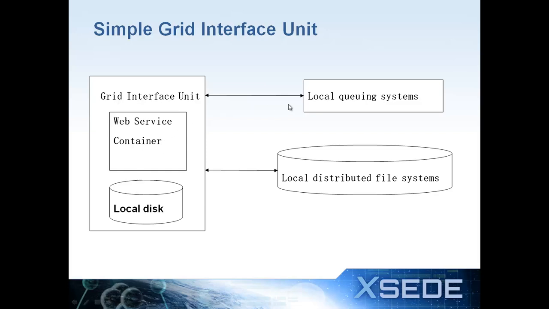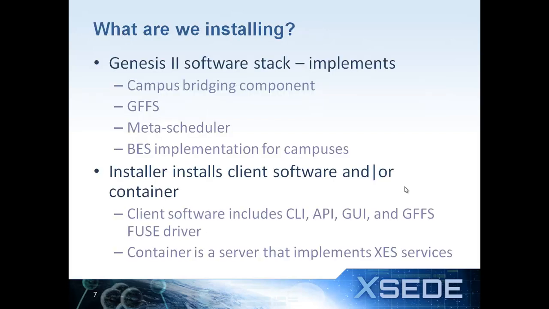The grid interface unit needs to be able to see the local queuing systems or load management systems that it's going to submit jobs to. If you're not planning on sharing compute resources, or more specifically compute resources managed by a local queuing system, well, then you don't need to be able to see one. Similarly, if you want to be able to share file system information for people, the grid interface unit needs to be able to see those file systems, whether they're on the local disk or whether they're on the distributed file system somewhere.